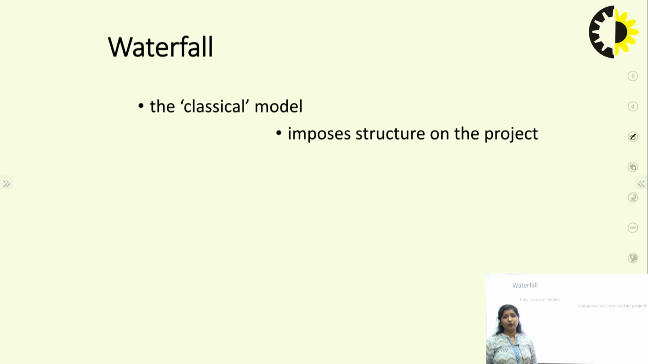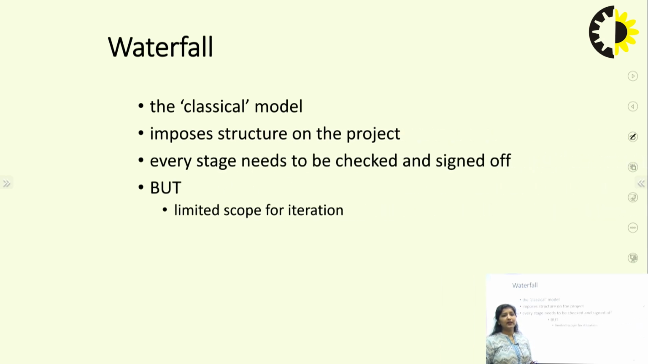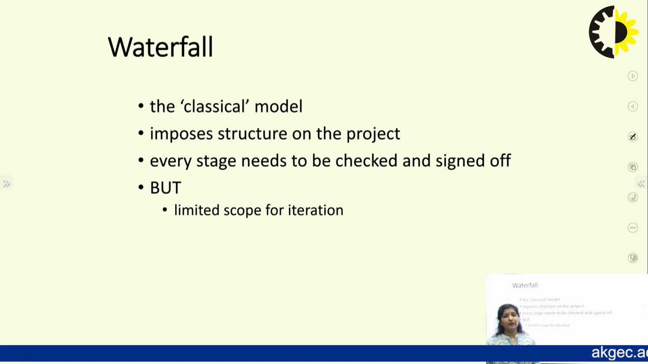Now the waterfall model is the classical model. This imposes structure on the project, but every stage needs to be checked and signed off. For example, once I have done the feasibility study, this stage needs to be checked and then we have to sign off, but it has limited scope for iteration. I cannot move back and forth as and when required. So this is a major limitation of the waterfall model.